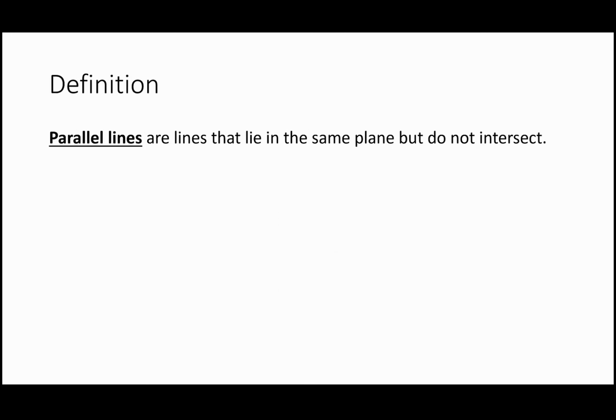All right, now we're going to throw in a definition. Parallel lines are lines that lie in the same plane but do not intersect. So I'm not bothering with putting them in a plane here, but just pretend the surface of the paper, or the surface of your screen, if that's how you're seeing this, is the plane.